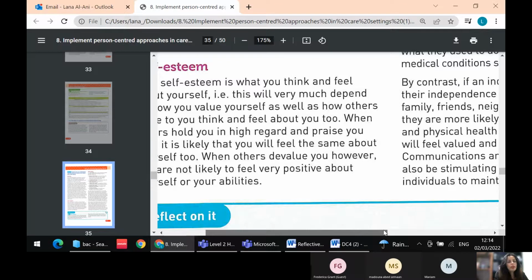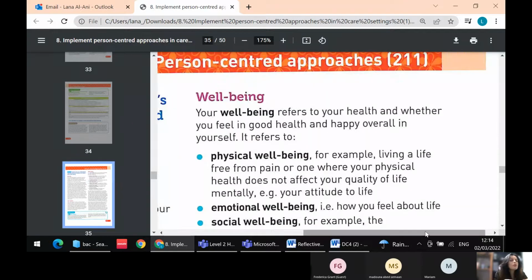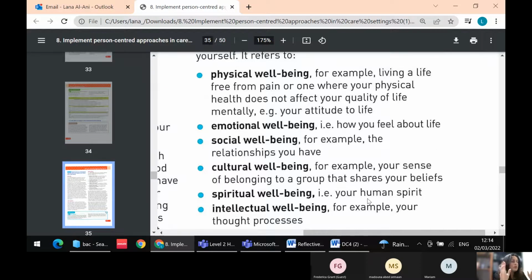So the well-being, what is it? It refers to your health. You're feeling good. If you have good health, you're happy overall. Your positive outcome. So there are many different types of well-being. I mean, physical well-being, for example, living a life free from pain. You don't have any illnesses, no mental issues. Also, there's emotional well-being. It's all about the way you feel in your life.